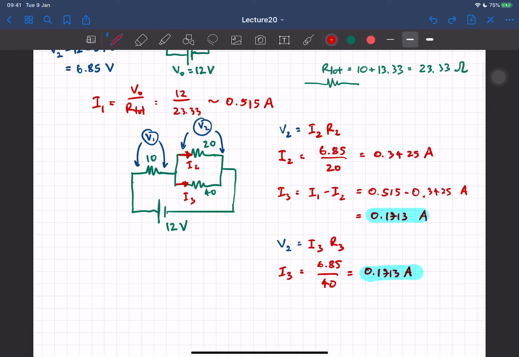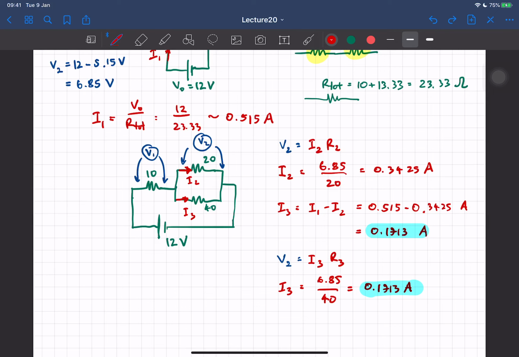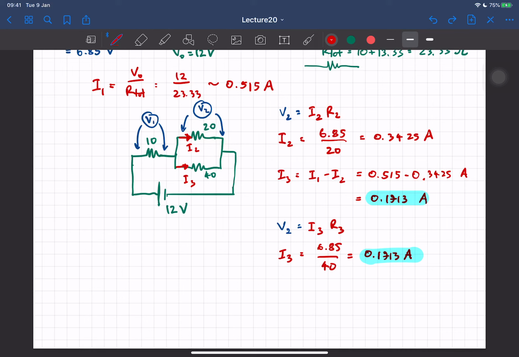So another thing that you might get asked is that, once you know the current for each resistor, you might want to find the power of each one. The power means the power loss in each resistor. Then you just need to calculate P equal to V times I for each resistor. For example, this one, what is the power loss in R1? So P1 will be just V across R1, which is V1, times I across R1, which is I1.